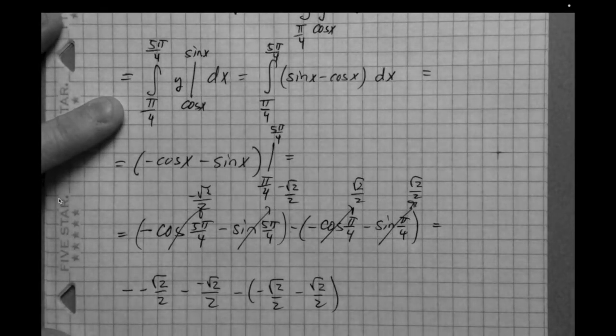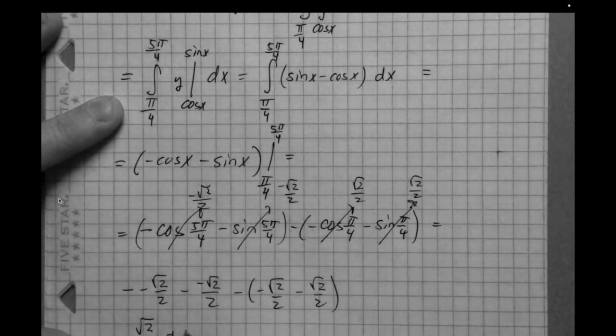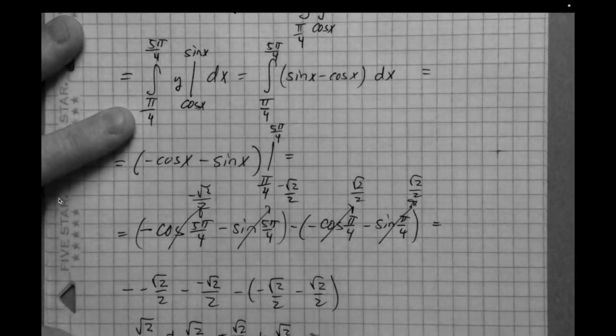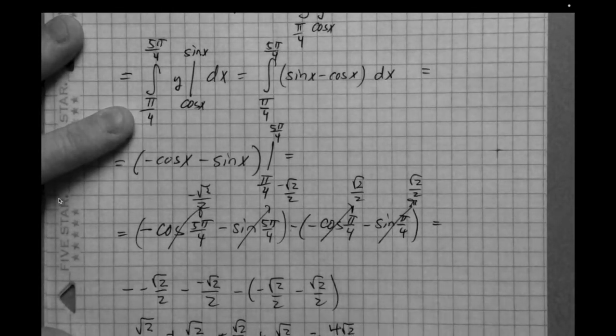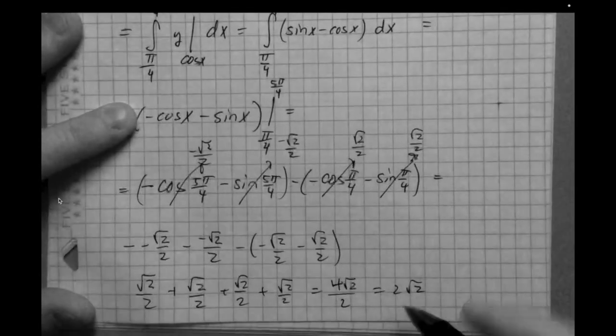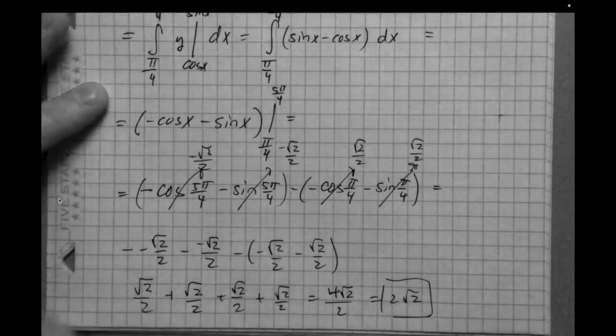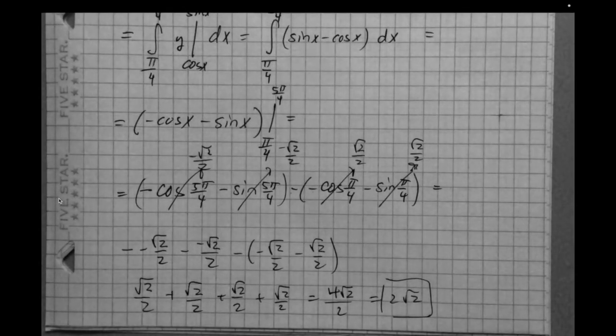So what do I end up with? I get a square root of 2 over 2 plus square root of 2 over 2 plus square root of 2 over 2 plus square root of 2 over 2. So I get 4 of them. So that's 4 times the square root of 2 over 2, and so that's just 2 square root of 2. Kind of a long mess there, but that's what you end up with.